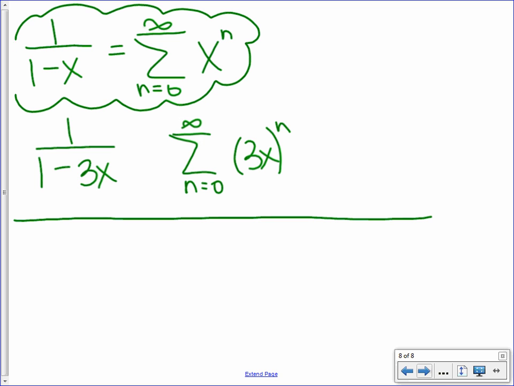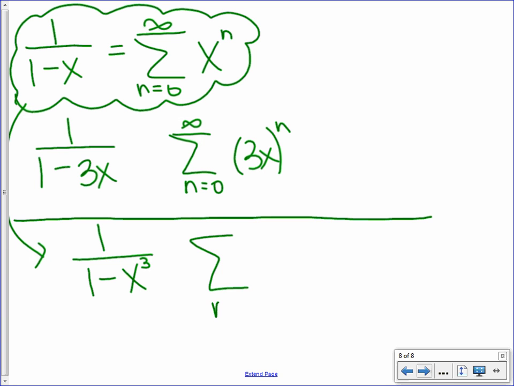All right, coming back to this. Well, 1 over 1 minus x cubed, how does that compare to that one? It's just going to be x to the 3n, which you don't really need any properties to figure out, right? That would be the one where you have the n to the power.